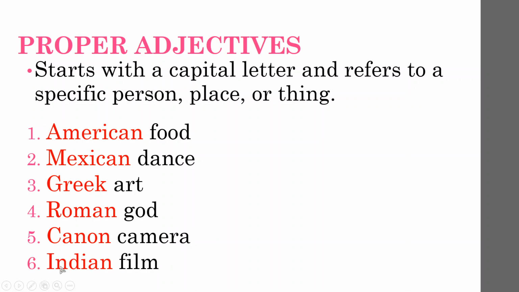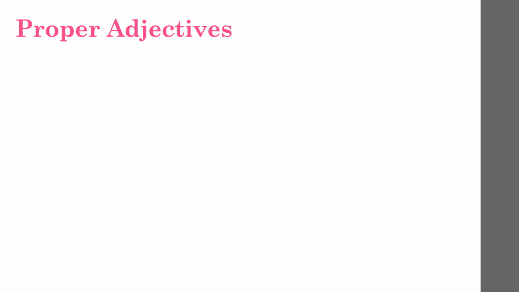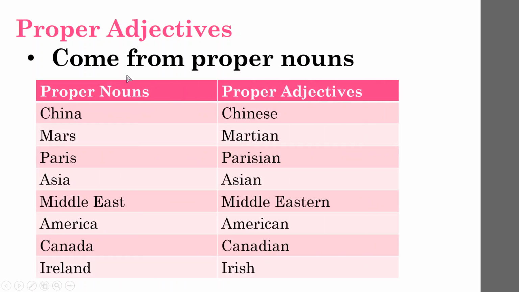Finally, number 6, Indian film. India is the proper noun and the proper adjective that we can get from the word India is Indian. So Indian is a proper adjective. In this phrase, Indian is modifying the word film. So here we have the proper adjectives. Again, remember that proper adjectives come from proper nouns. As you can see here, we have a table of proper nouns like China, Mars, Paris, Asia, Middle East, America, Canada, and Ireland.